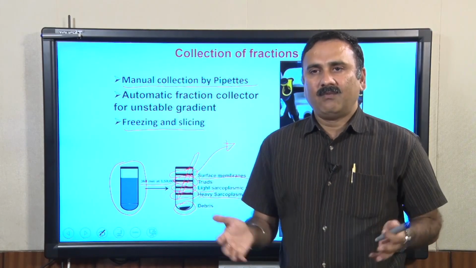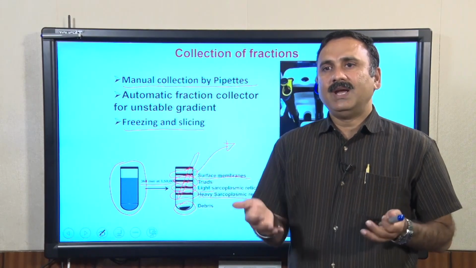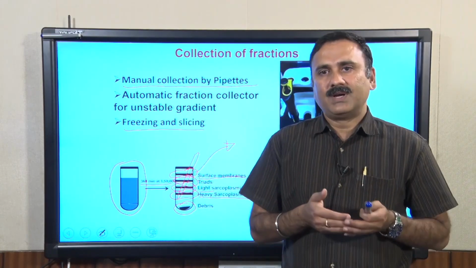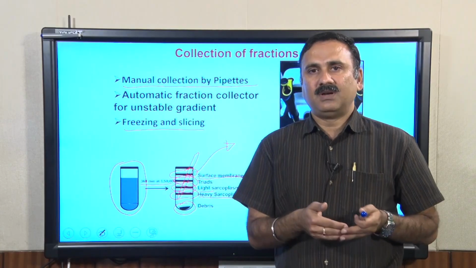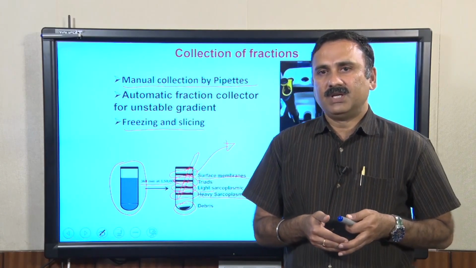And in detail we have discussed the different approaches you can use to isolate the organelles from the eukaryotic cells, either using differential centrifugation or density gradient centrifugation.